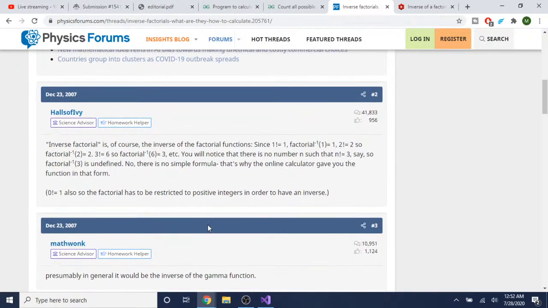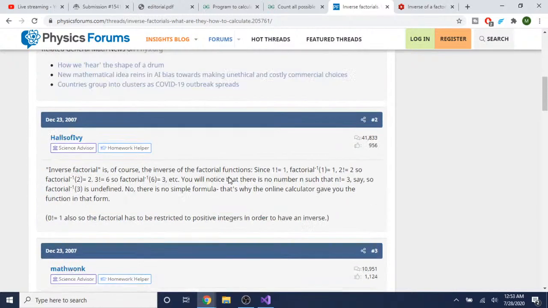Inverse of factorial is the inverse of the factorial function. So 1 factorial is 1. Factorial inverse of 1 is 1. 2 is 2. So on and so forth. You'll notice there's no number such that n factorial is equal to 3. So factorial inverse of 3 is undefined. No, there is no simple formula. That's why online calculator gave you a function in that form.